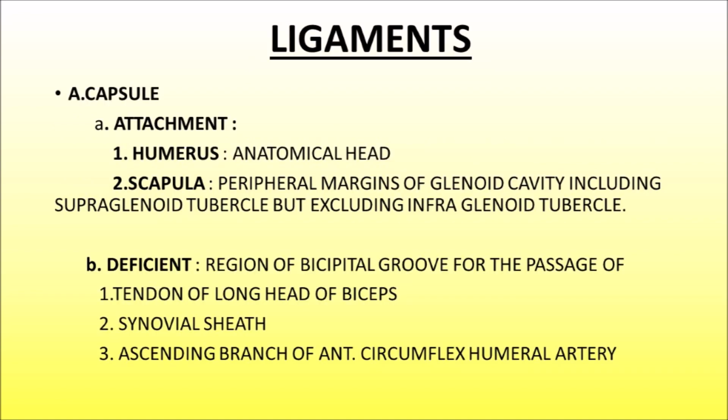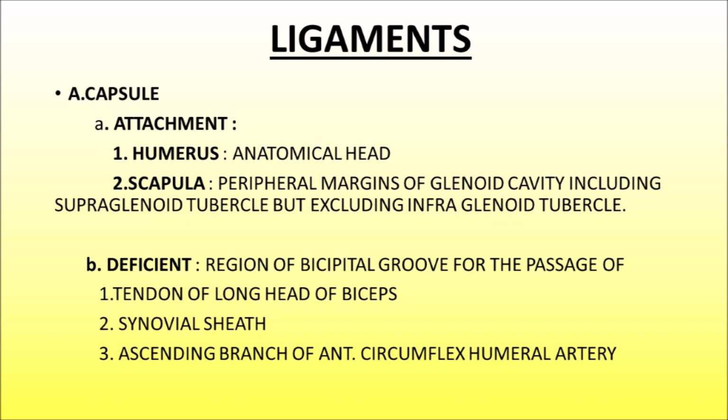Now let us move on to the ligaments. The first bifurcation of the ligaments is the capsule. The capsule is attached to the anatomical neck of the humerus, and in case of the scapula, it is attached to the peripheral margins of the glenoid cavity, including the supraglenoid tubercle but excluding the infraglenoid tubercle.